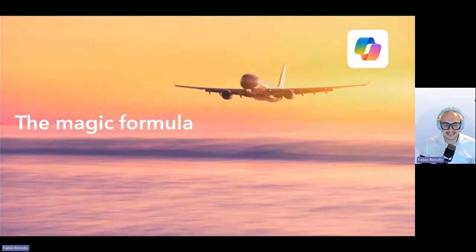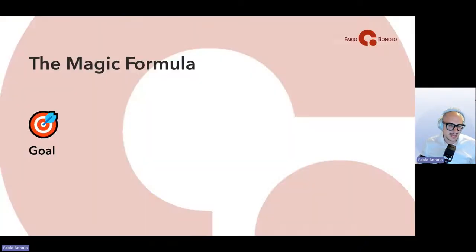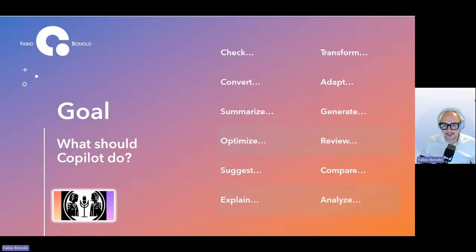Now, let's dive into the magic formula itself. And here, as I said, we are talking about sentences, and those sentences contain several parts. The first part of the sentence or of the prompt should be the goal. What do I mean by that? This is about the task the Copilot should perform. So you can ask yourself the question while writing the prompt, what should Copilot do?